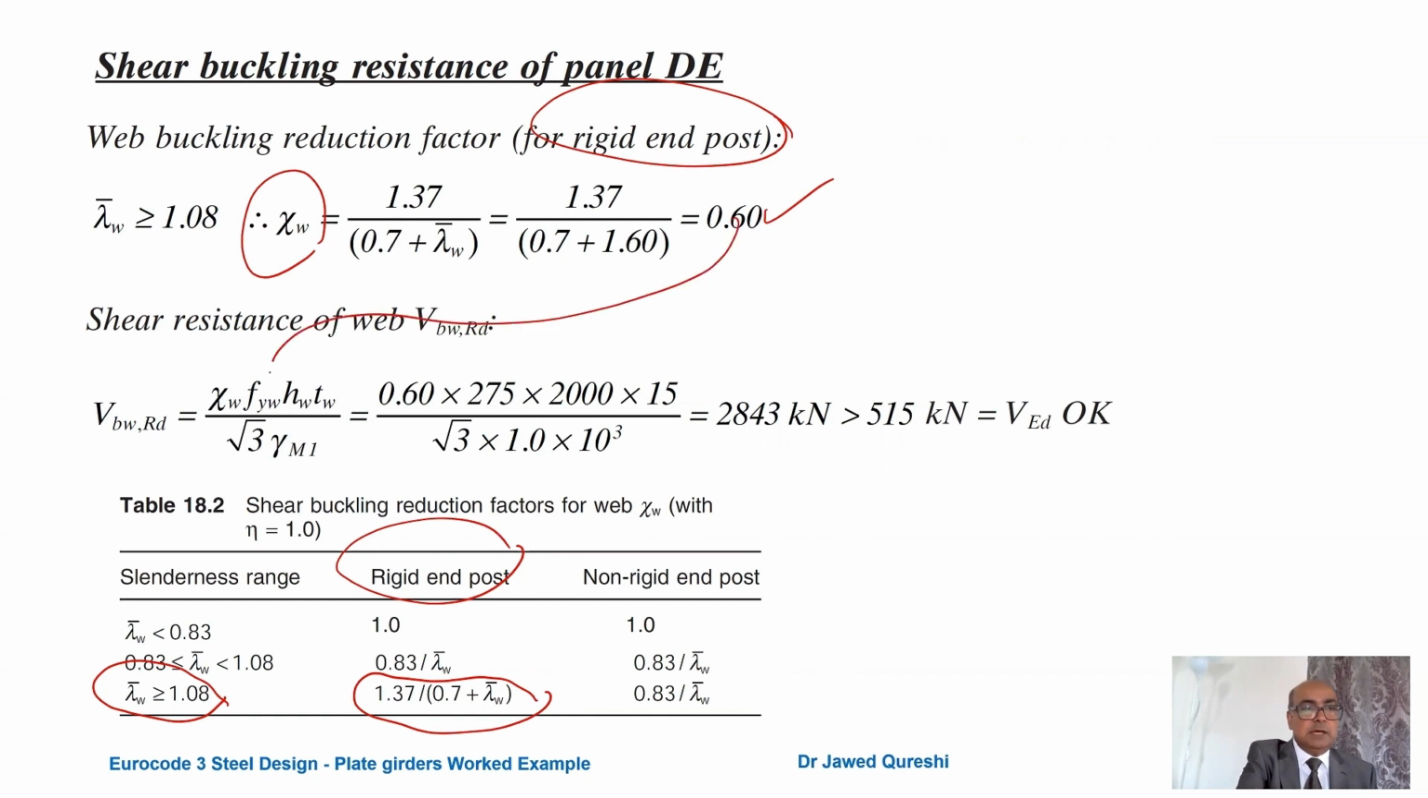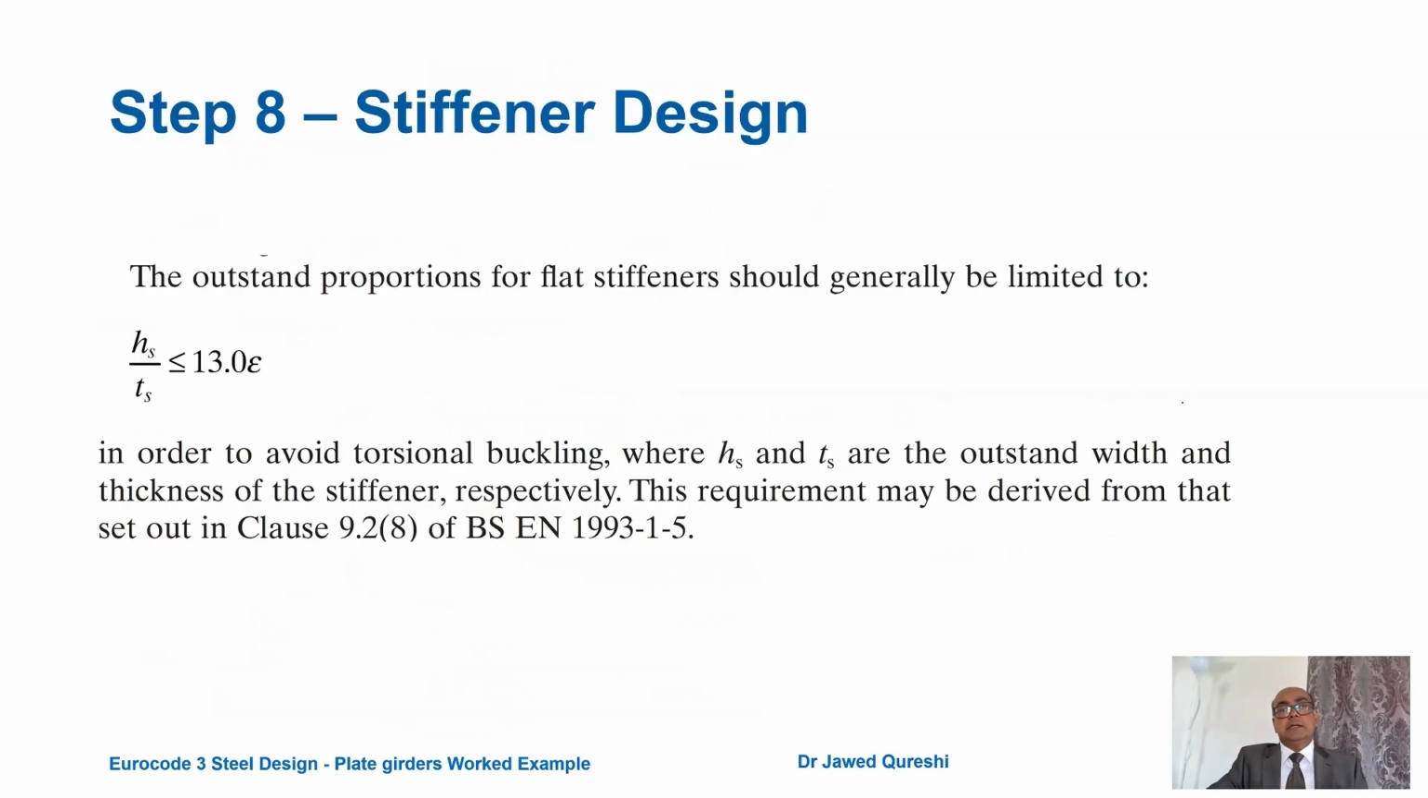So when we put this value back in here, we get value of VBW as 2843, which is greater than 515 kilonewton. It means that the shear for this panel is fine as well. Now, once we have checked the shear, the next and most important step is to design web stiffeners. And we normally design these stiffeners same as we will design a compression member or a column.